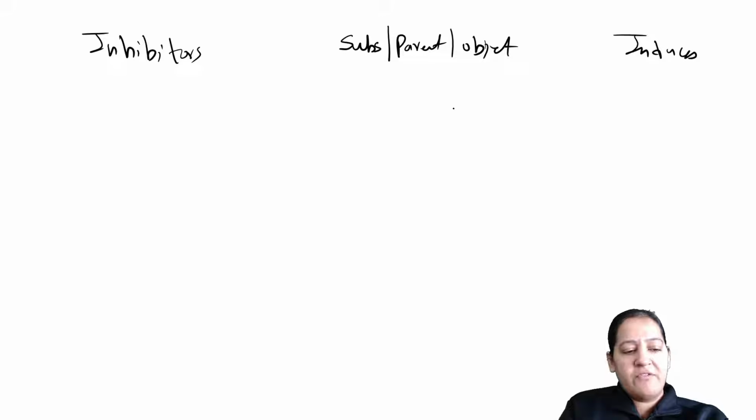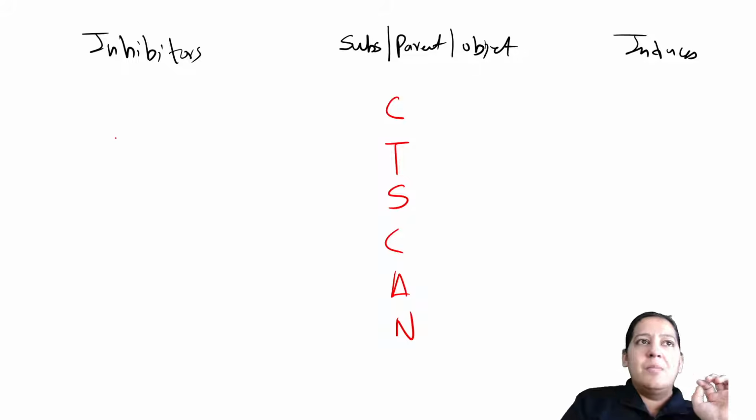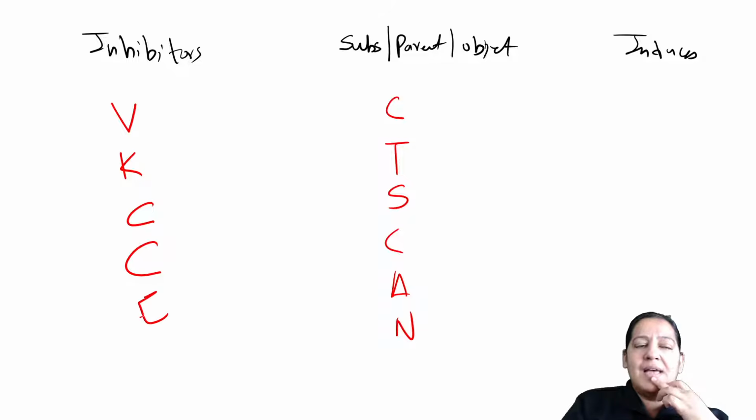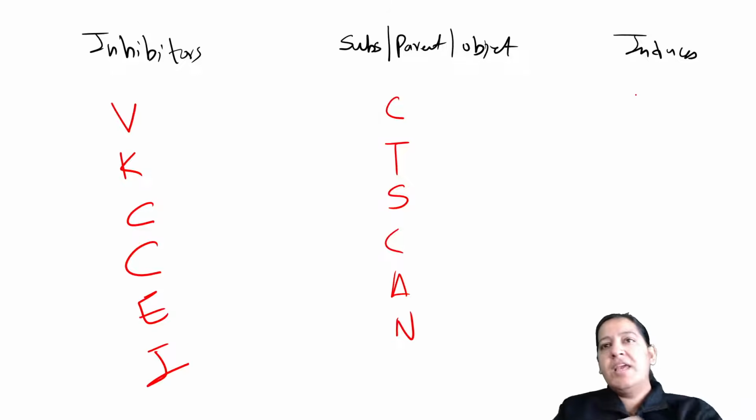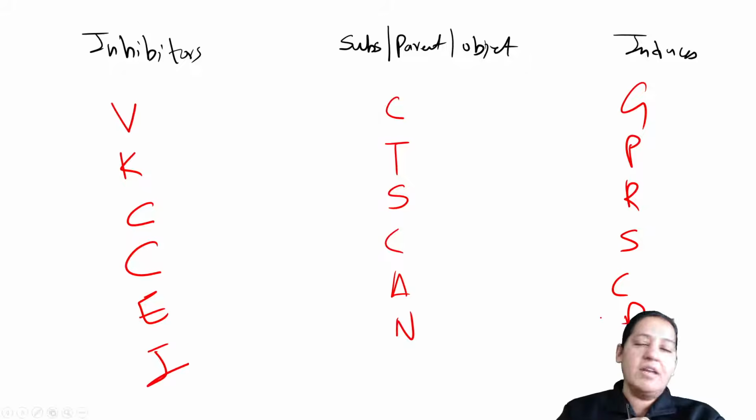First tell me the mnemonic for all three. The mnemonic here is CT scan. The mnemonic here is vitamin K cannot cause enzyme inhibition. What is the mnemonic here? GPRS cell phone. Everyone give me a thumbs up.